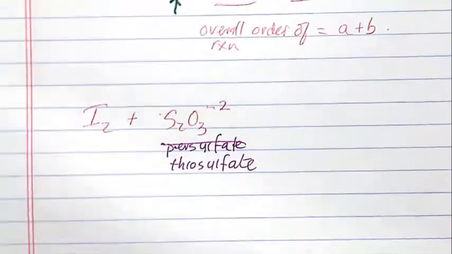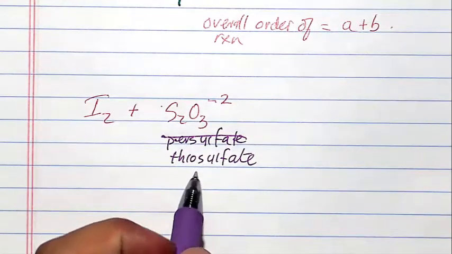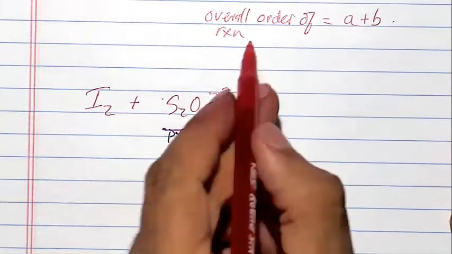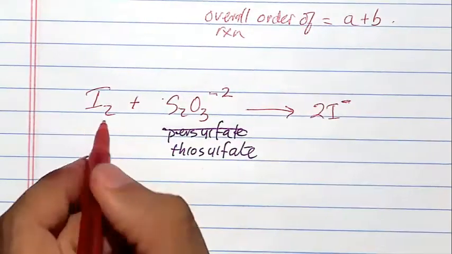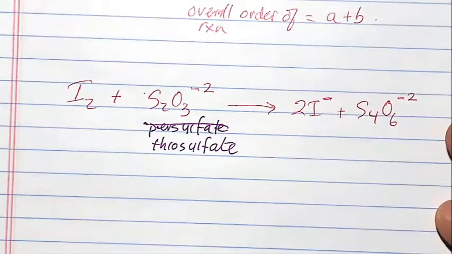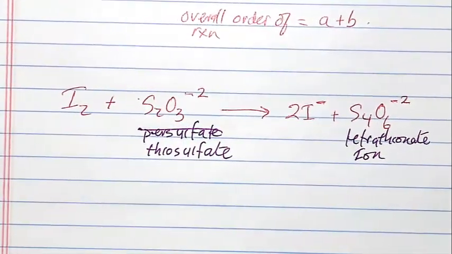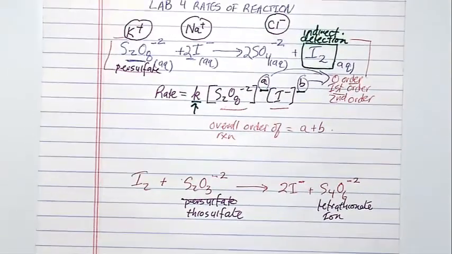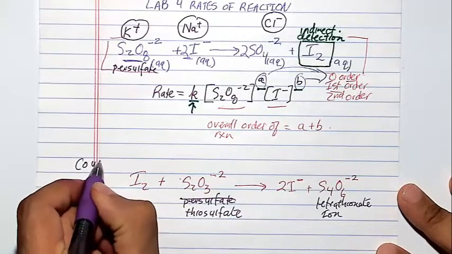So reaction 2, or the coupling reaction, is the iodine reacting with the thiosulfate ion, and that product that is yielded is 2I minus, to balance out the iodine, plus S4O6 2 minus. This S4O6 2 minus is called the tetrathionate ion. Okay, we're not interested in reaction 2. We really are interested in reaction 1. But this is a coupling reaction.